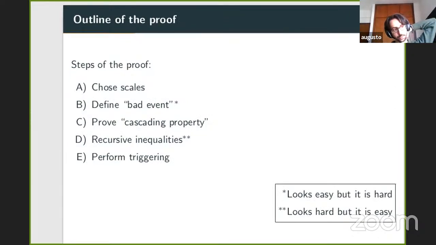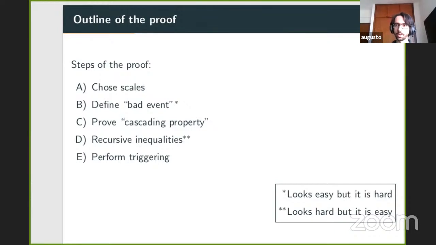So this is a skeleton of the proof. I split it into many steps, like 5 steps, even though it's not a complicated proof. The first step is just to choose a sequence of scales. It's going to be one line. Then we define what we call a bad event. Then we prove that these events satisfy what I call a cascading property. We're going to see what it means, but it's essentially like, if this event happens at a big scale, it should happen in 2 smaller scales. Then from this, you can get recursive inequalities, which bound the probability of these events at one scale in relation to the previous one. And then we do what we call triggering, and we finish the proof.